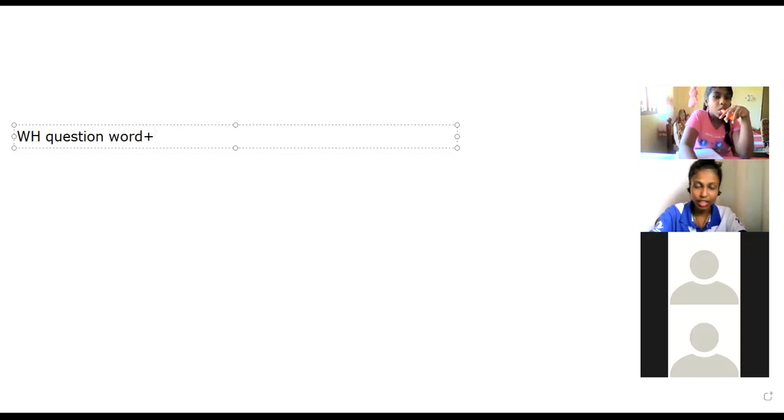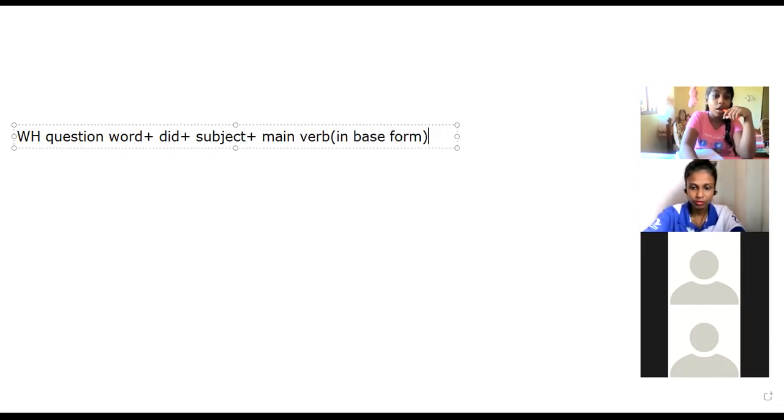WH question word plus, now tell me the yes or no question syntax in simple past tense. Open your books and tell me. Did, yes. Subject. Main verb in base form. Then plus the rest. Yes. Right? So what is the difference?